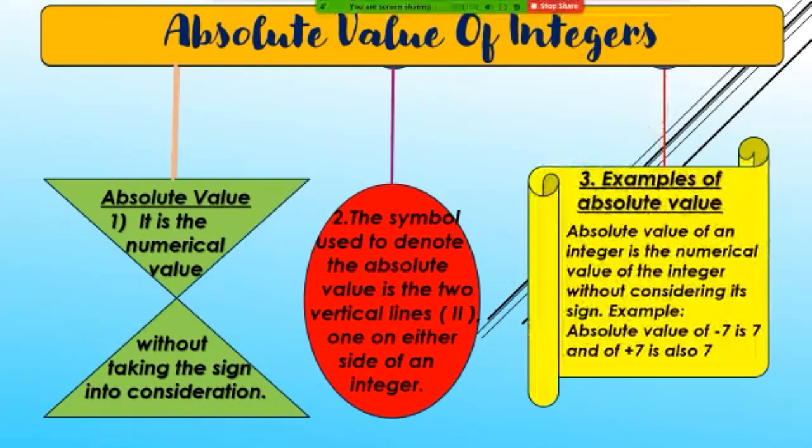For example, like minus 7, absolute value of it is 7, and of plus 7 is also 7. How? If we take minus 7, we'll put this minus 7 in these two lines. These are the vertical bars as shown here, and the answer will be the absolute value, that is 7. We'll remove the sign in this bars and take the number here.